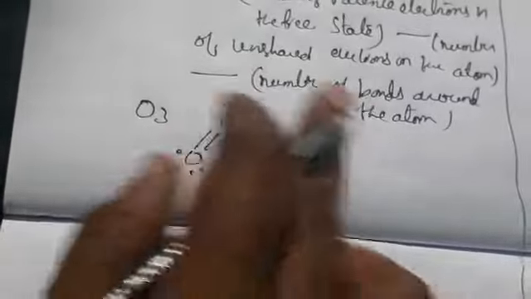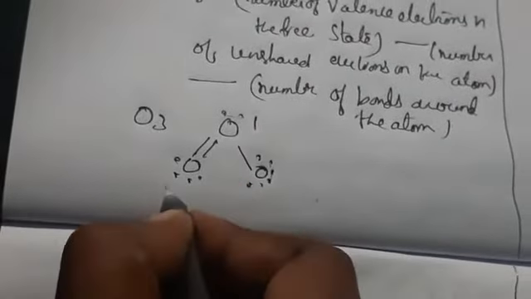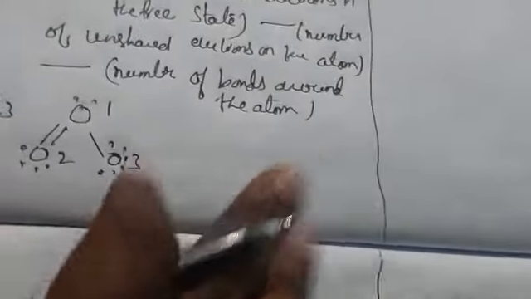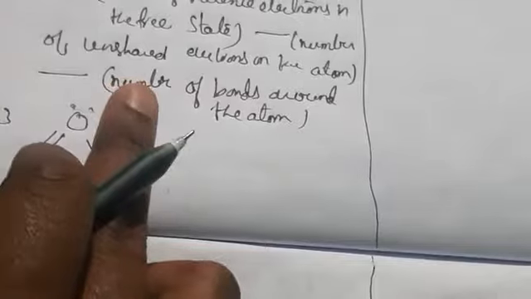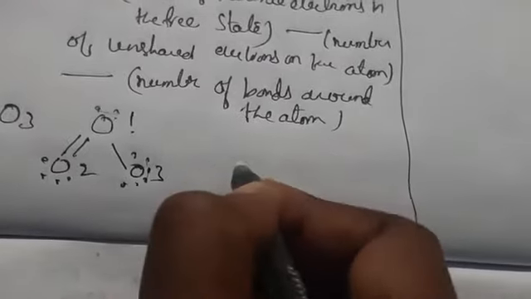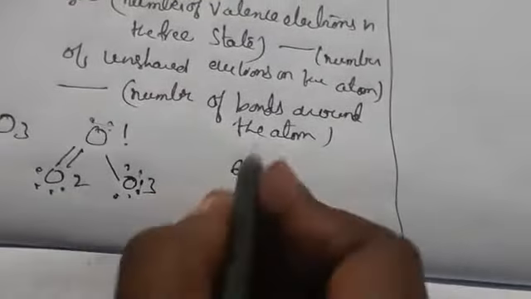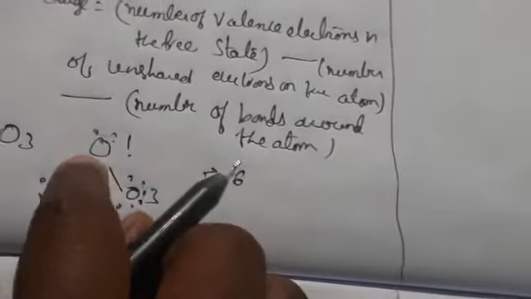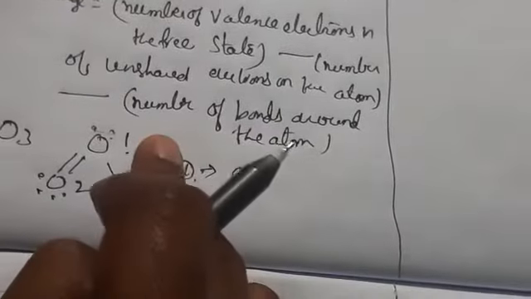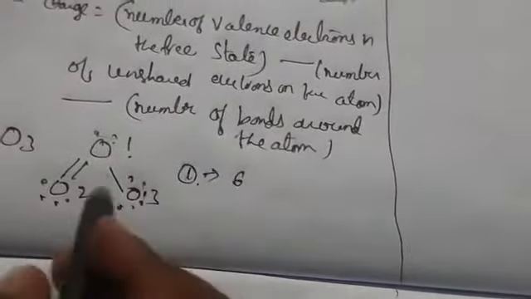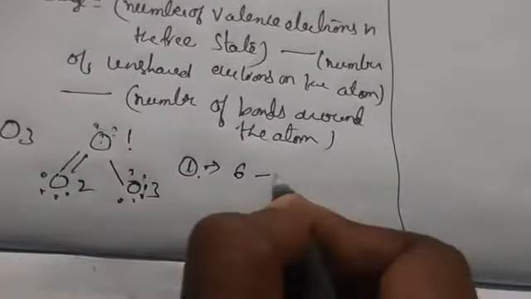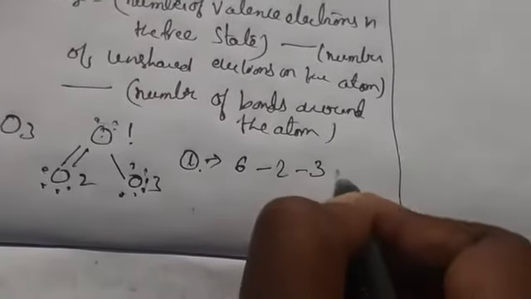Here the atoms have been numbered: this is 1, this is 2, these are 3 atoms we are taking. The central O atom is marked as 1. So for this first atom, how many valence electrons do we have? 6. 6 minus 2 minus 3 is equal to plus 1.